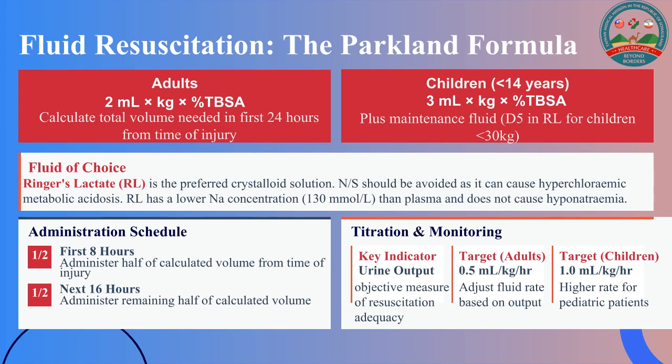Half of the calculated volume is given in the first 8 hours from the time of injury, and the remaining half is given over the next 16 hours. We titrate the fluid based on urine output, our key indicator. For adults, the target is at least 0.5 milliliters per kilogram per hour, while children require at least 1 milliliter per kilogram per hour. We always adjust the fluid rate according to the patient's response.